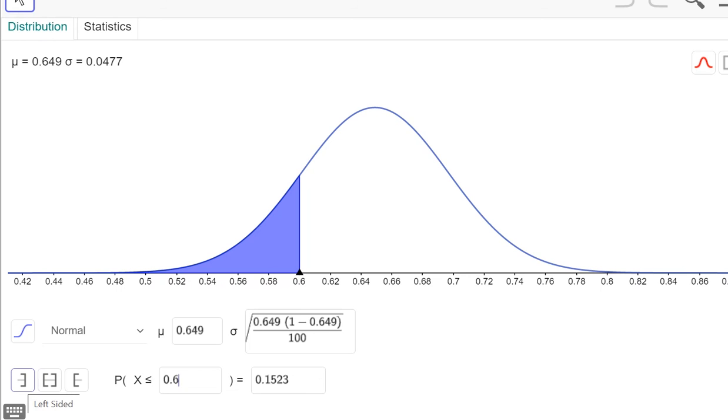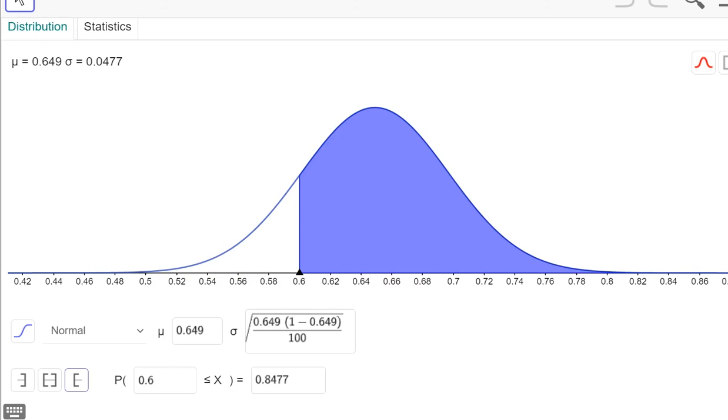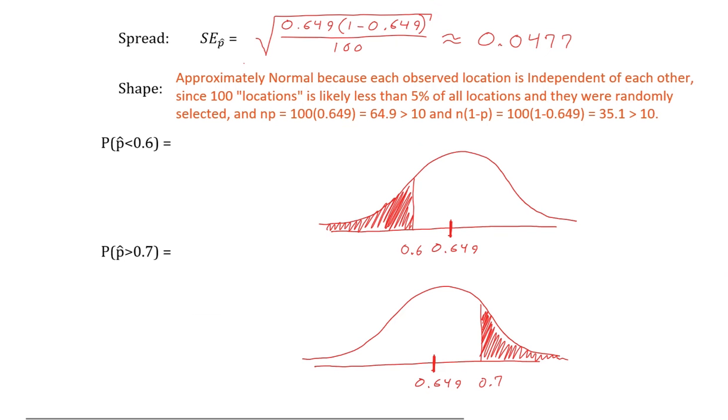Note that I have here the left-sided tail selected. If I want the probability that is greater than 0.7, then I will select the right tail and change this value to 0.7 instead, which gives me an answer of 0.1426. When we're back to the notes, we then have our two answers complete. We could say that our first answer here is 0.1523 from GeoGebra, and the second, 0.1426, also from GeoGebra.